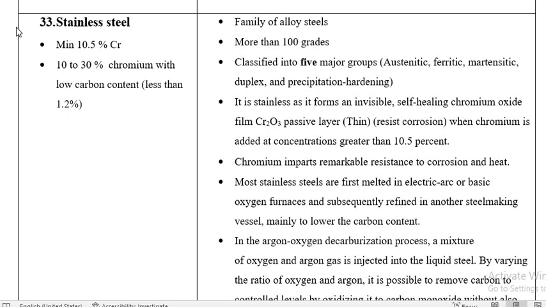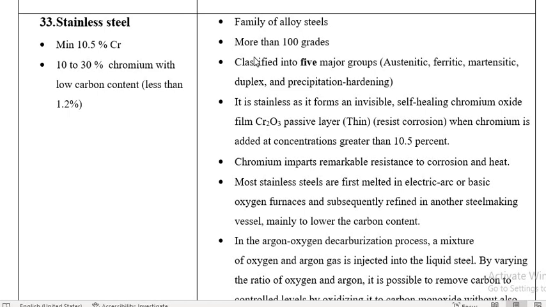Today we will discuss some important points related to stainless steel that can be asked in MCQs for different tests. So let's start the video. Stainless steel is basically the family of alloy steels. It contains more than 100 grades.